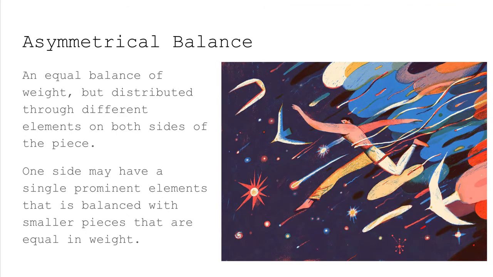Here we have asymmetrical balance. So this image becomes really exciting. There's a lot of movement, and because the composition is at an angle, it just creates a lot of interest. But at the same time, there is a sense of balance. The weight is distributed through different elements on both sides of the piece.